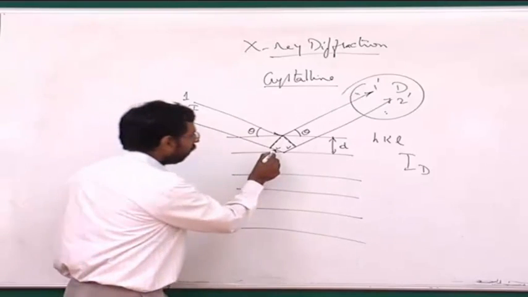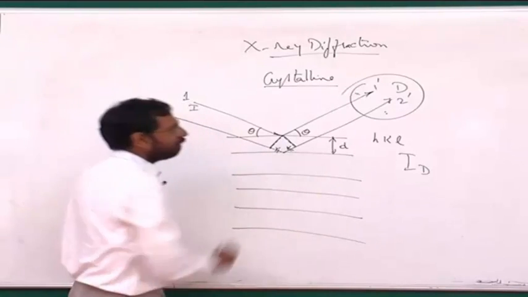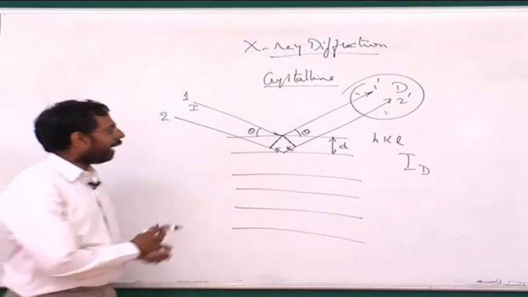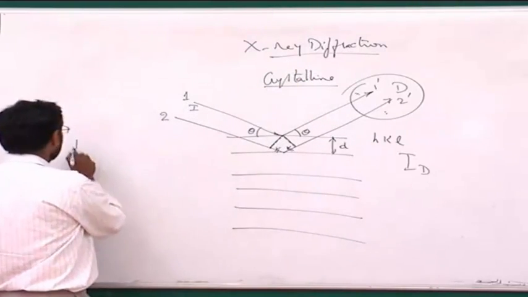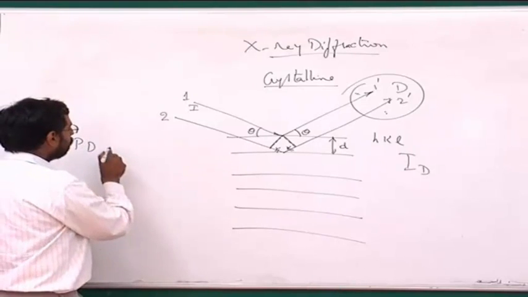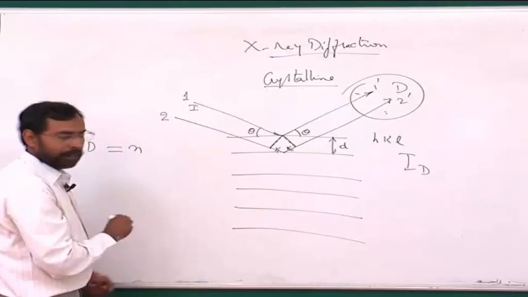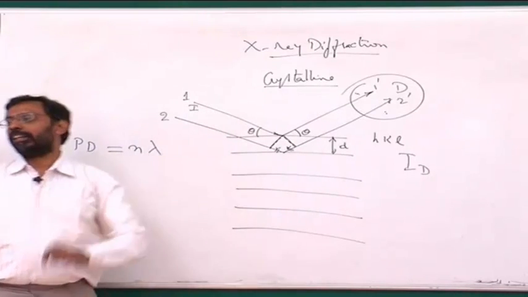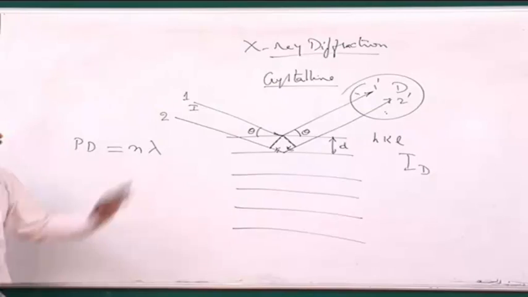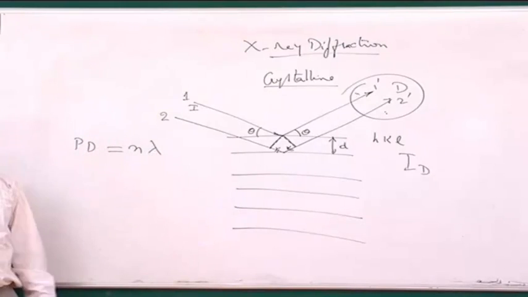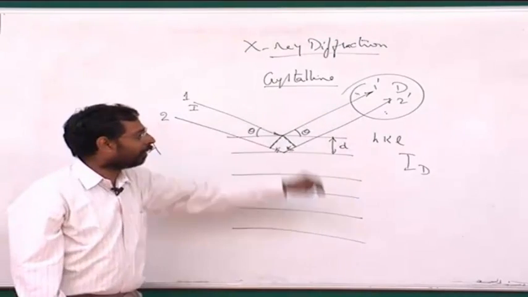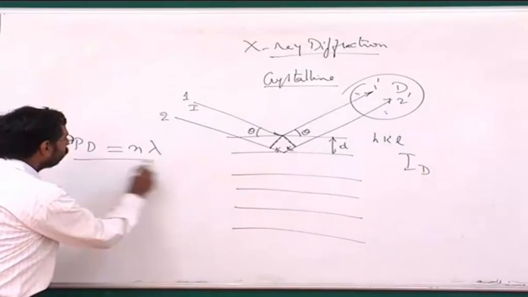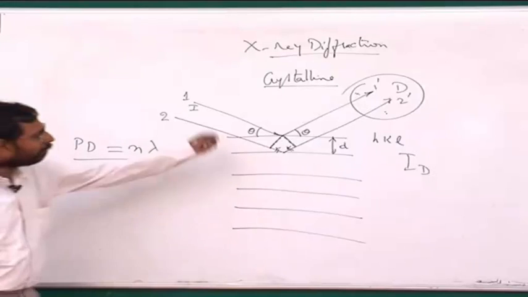This is what is called the path difference for 2 with respect to 1. If this path difference is an integral multiple of lambda, only then will constructive interference take place. This is the principle of diffraction. If you want constructive interference so that the beam has certain intensity, you have to have this condition satisfied. What is the path difference?